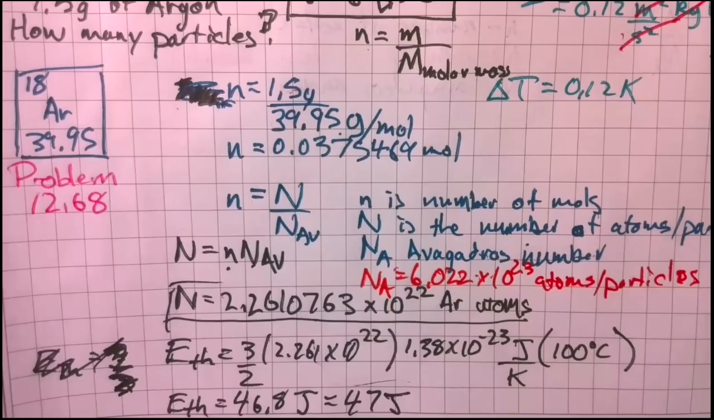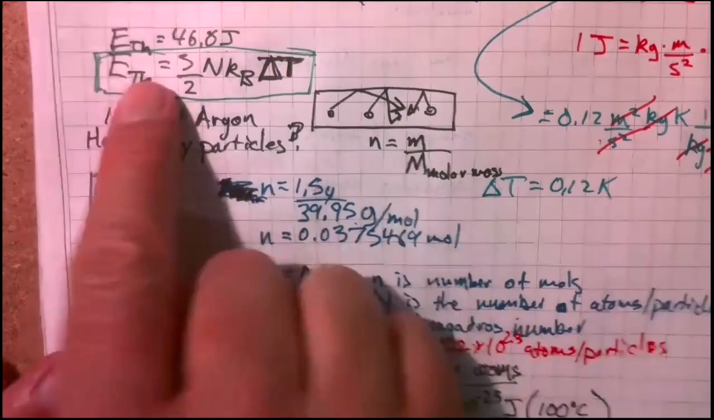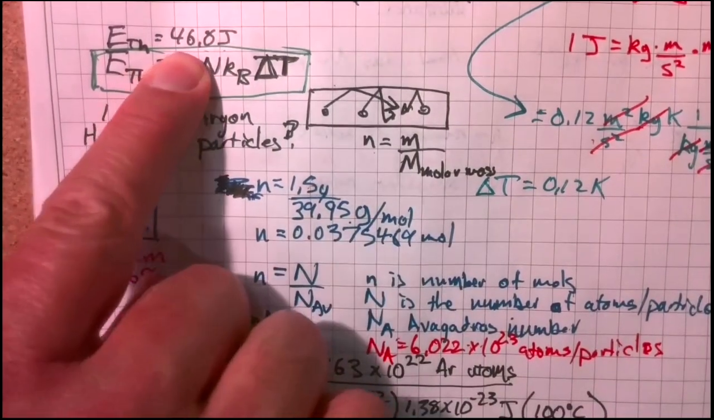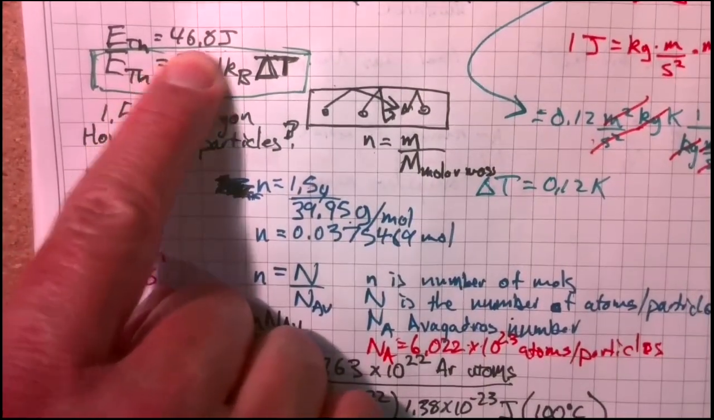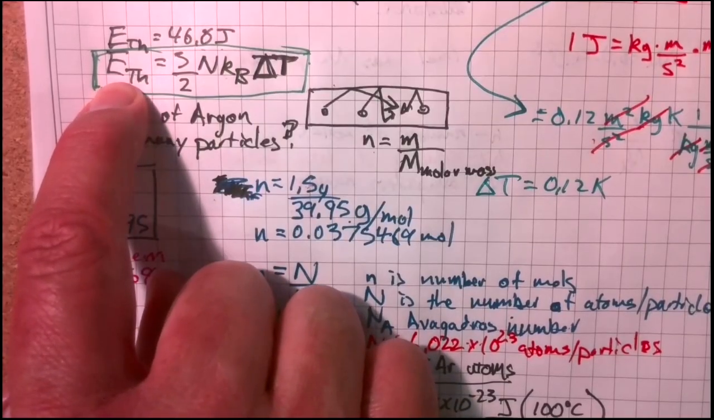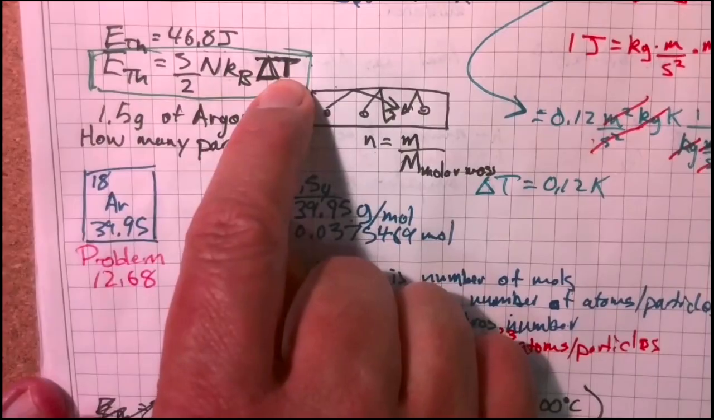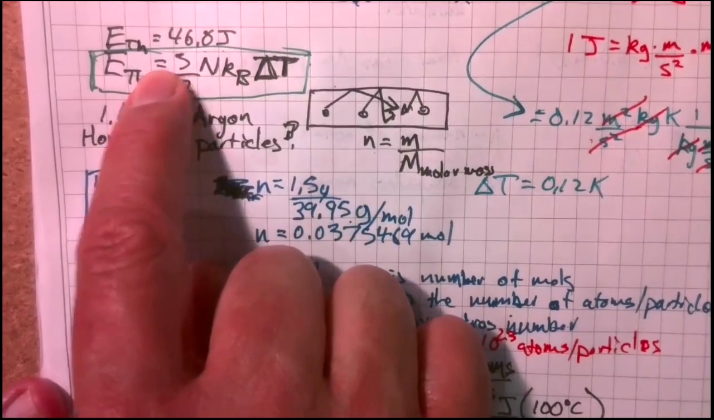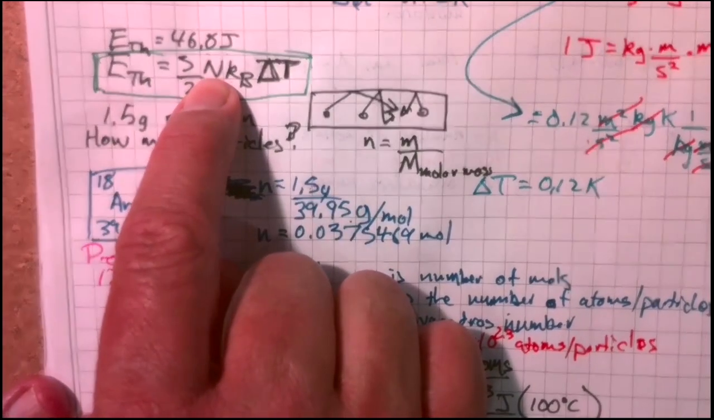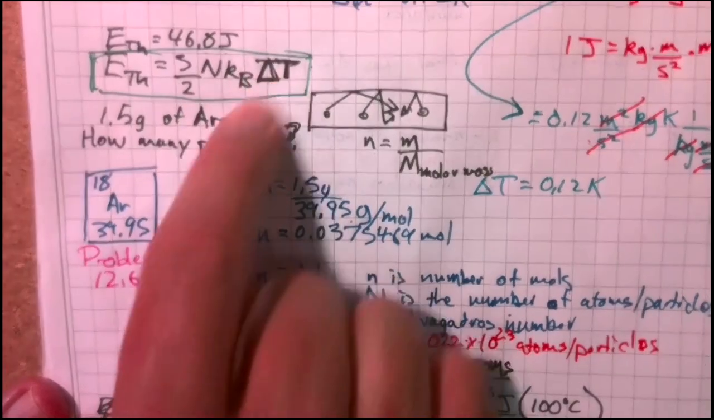Let's go through the math one more time just to make sure that we got it all. I think I had it, but I forgot to push record. So we put the numbers in here and ended up getting 46.8 joules. We use this equation here. The thermal energy required to raise the temperature, that's delta T, is equal to 3 halves times n, the number of particles, times Boltzmann constant times the change in temperature.